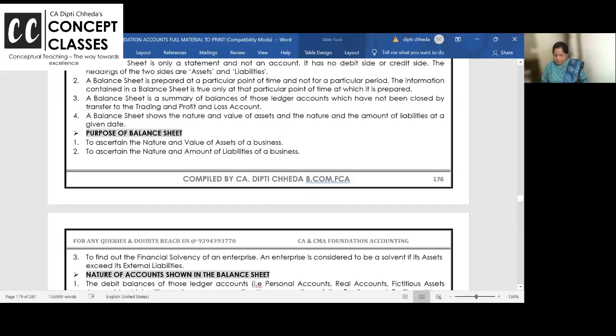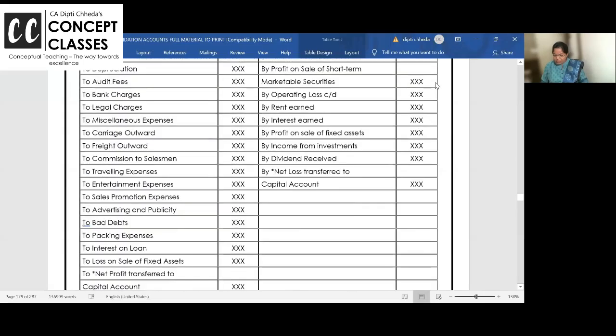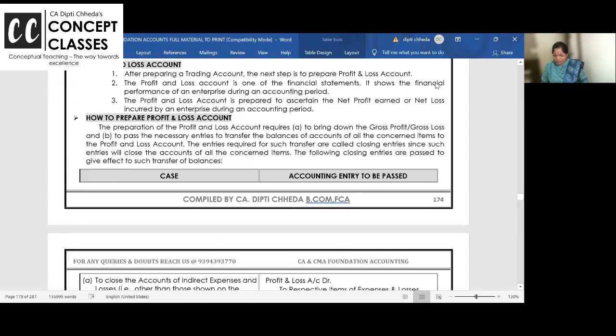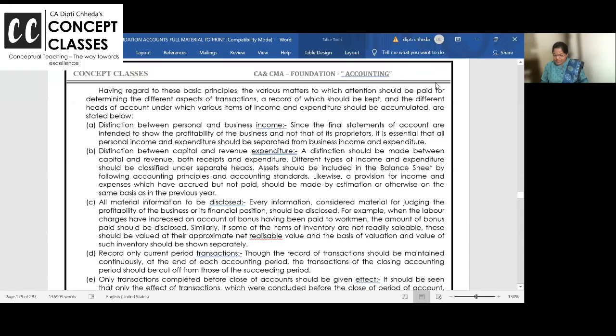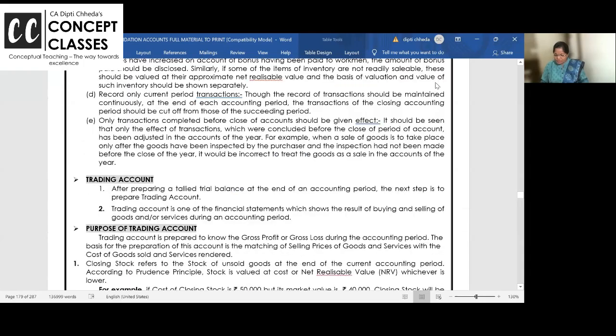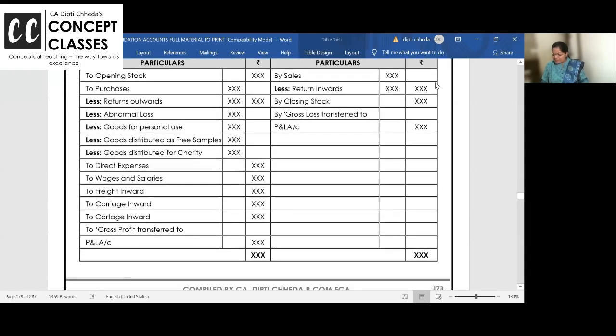Let us check once where we were yesterday. We have done till which problem? Till the P&L account we have done, and I gave one problem as homework also. As we go ahead, check this format of the trading account. If you have any doubt, you can ask.